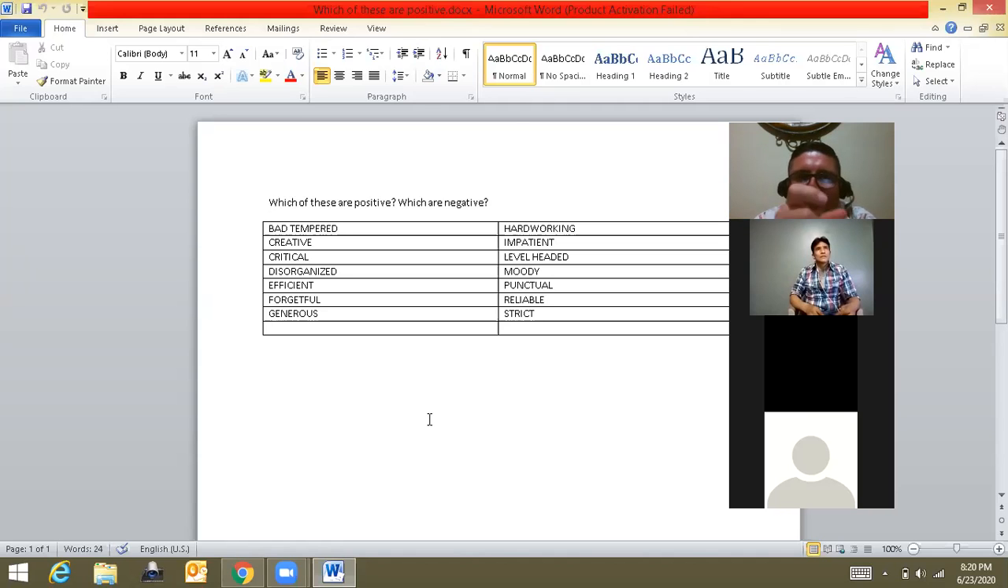I need a volunteer to read the column on the left, please. Me, teacher. Yes, please. Bad temper, creative, critical, disorganized, efficient, forgetful, generous. Okay, good. Another volunteer to read the other group, please. Me, teacher. Hardworking, impassioned, level-headed, moody, punctual, reliable, strict. Very good, thank you. Are there any questions related with the meaning of these adjectives?